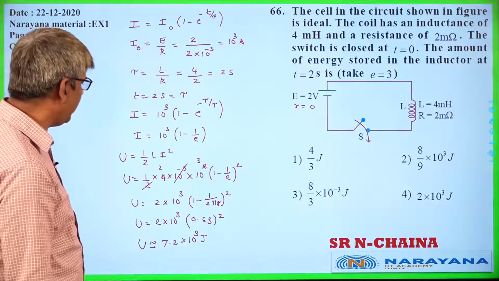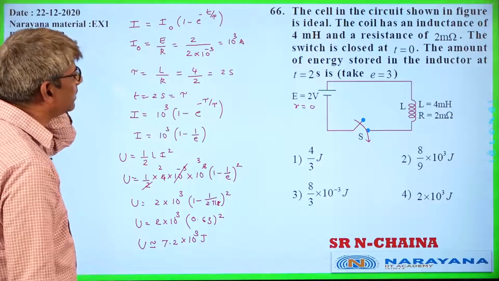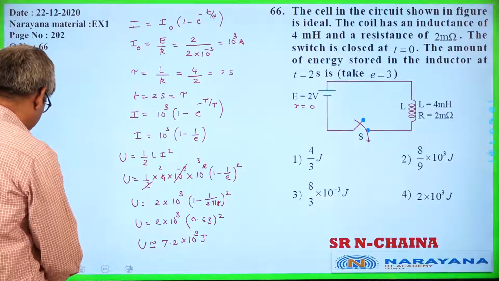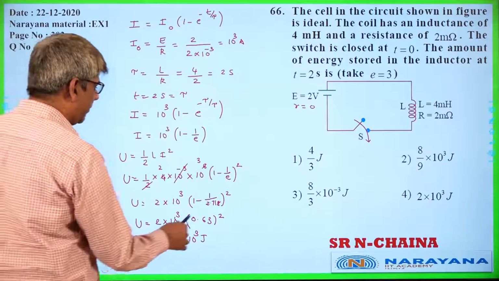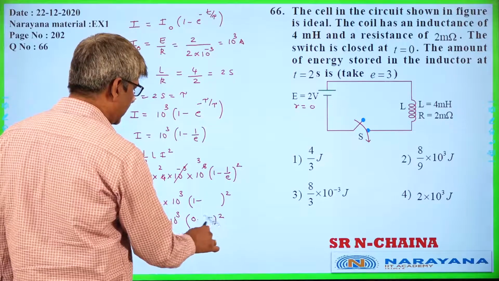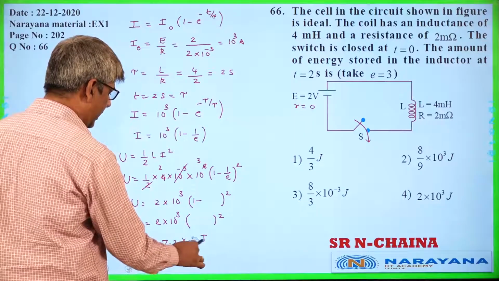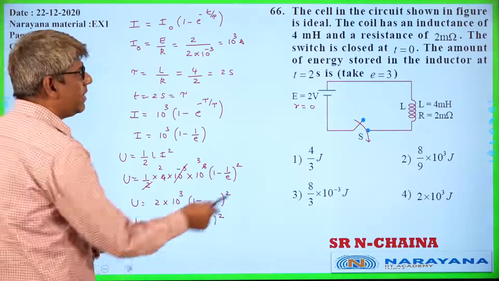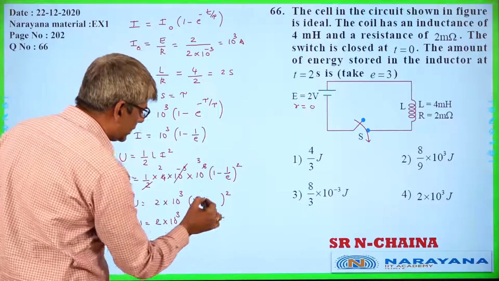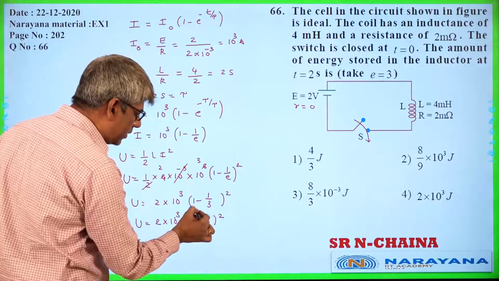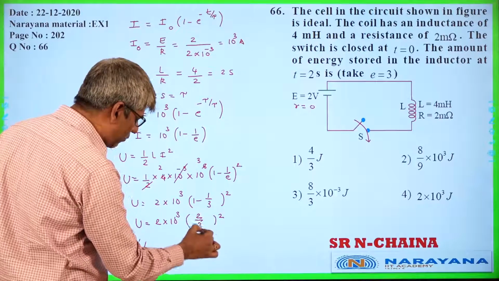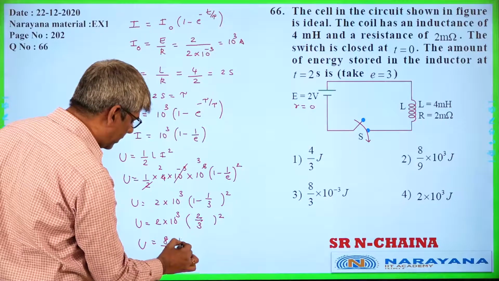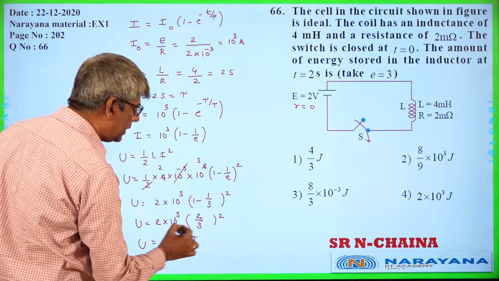Here I made a mistake. The problem given here is very simple. The reason is that the value of E has been given. What is the value of E there? E is given as equal to 3. That's why 1 by 3. Now it becomes 2 by 3 whole square, which is 4 by 9 into 2, which is 8 by 9 into 10 cube joules, the answer.